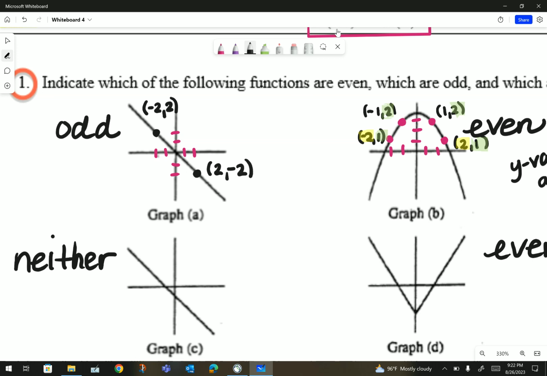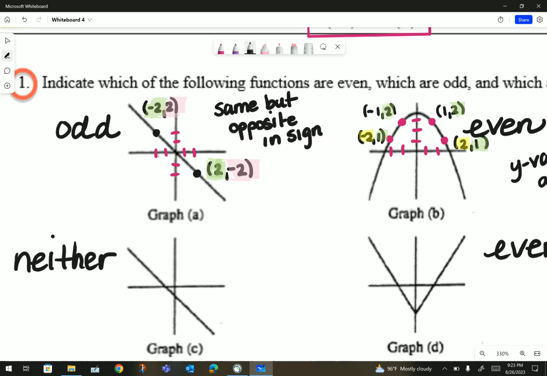So for odd functions, again, yes, the x-coordinate values will always be opposite. You always have an x positive and negative. But it's the y values that I really want you guys to focus on. The y values here for odd functions, notice they were the same but opposite in sign.